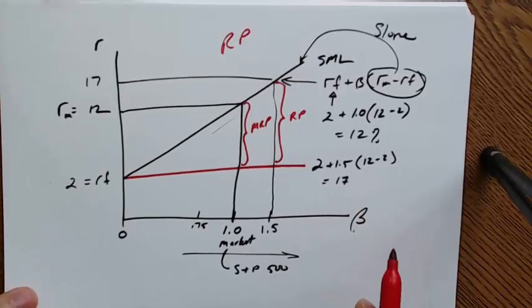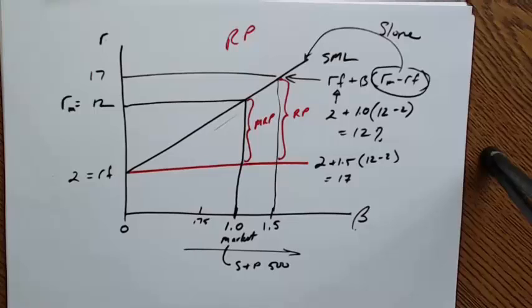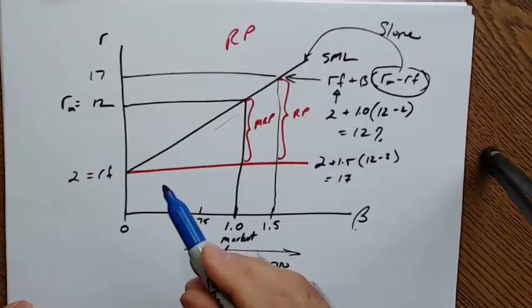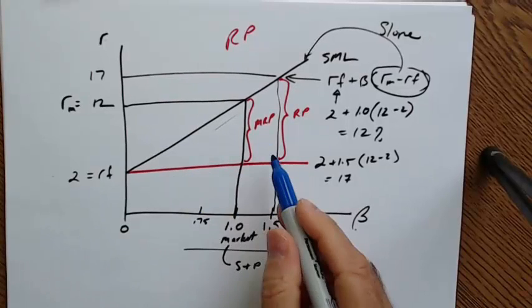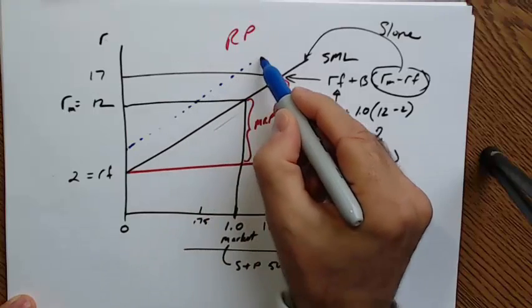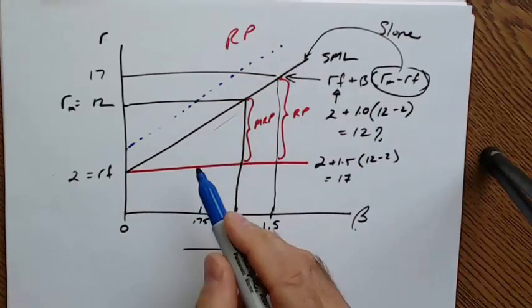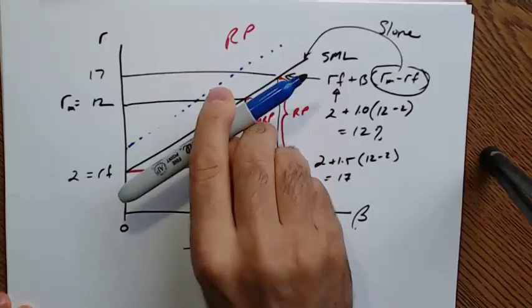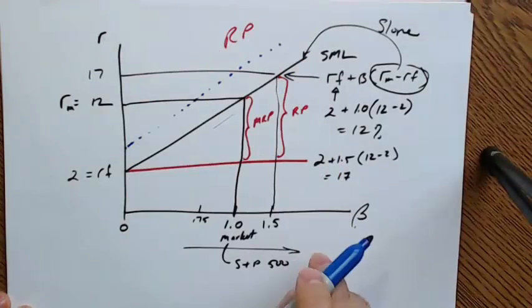Now, your textbook goes through some examples. It says what happens if you have an increase in inflation, and if you have an increase in inflation, what happens to the security market line? Typically, all else being equal, an increase in inflation means that the whole thing shifts upward, a parallel shift upward.